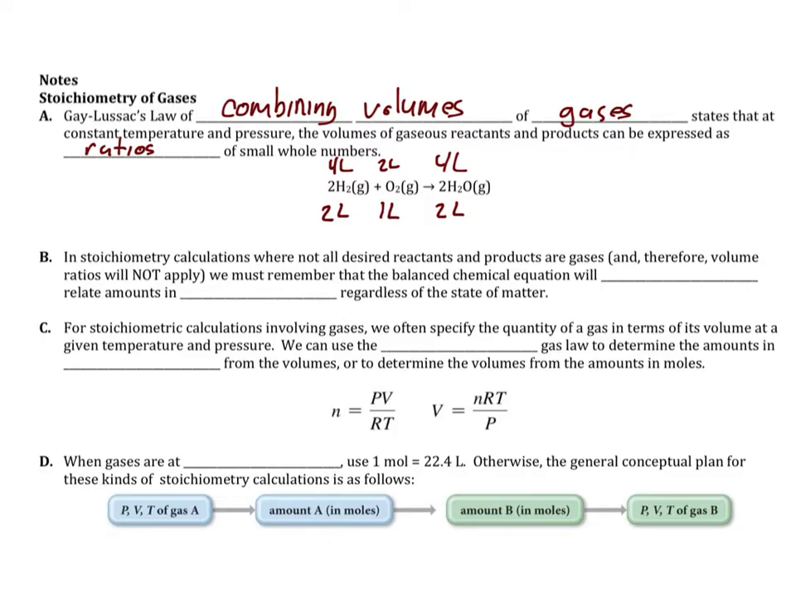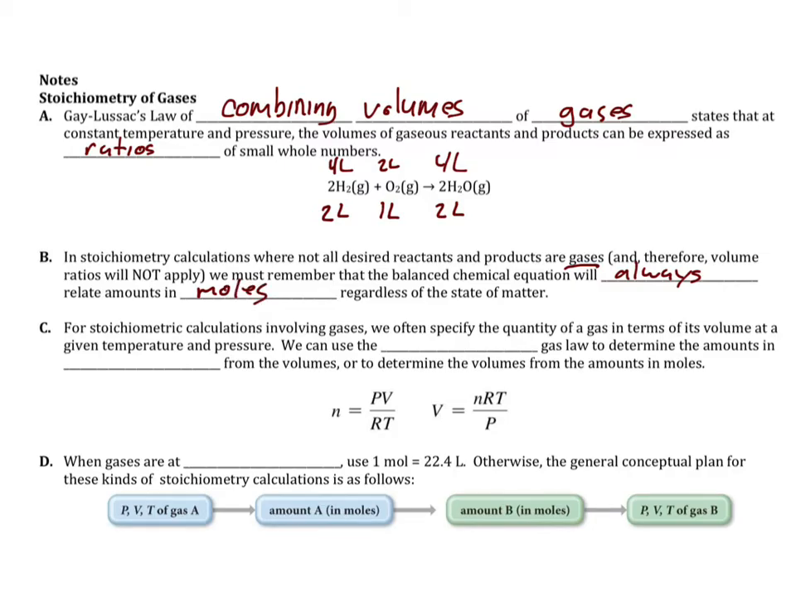But let's take a look at letter B here. In stoichiometry calculations, where not all the desired reactants and products are gases, this volume ratio will not apply. So again, if one of these here was a solid, for example, or a liquid, you couldn't use this ratio. We must remember that the balanced chemical equation will always relate amount in moles regardless of the state of matter.